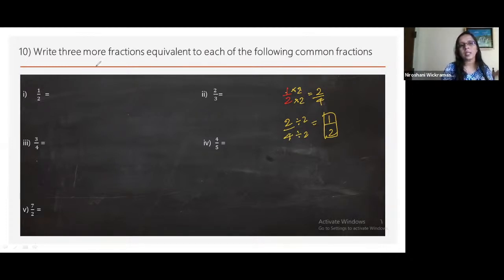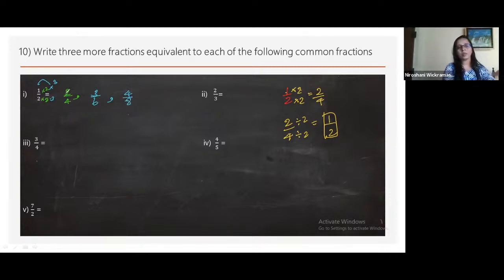So what they are asking us, write 3 more fractions equivalent to each of the following common fractions. So I multiply both over the line and below the line by 2. So I can obtain here 2 times 1, 2 over 4. I will write another one equivalent to this. I multiply 1 by 3 and 2 by 3. 3 times 1, 3. 3 times 2, 6. 3 over 6. Now I will multiply 1 by 4, then 2 by 4. 4 over 8.